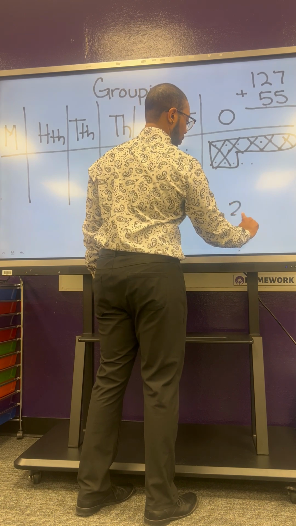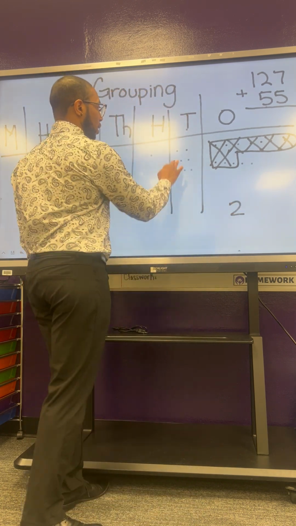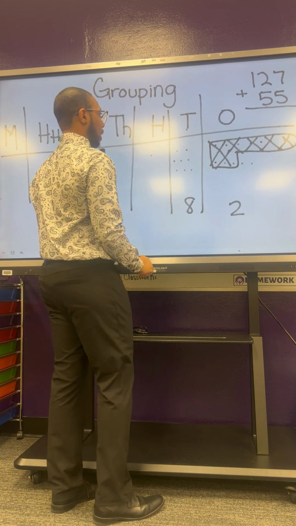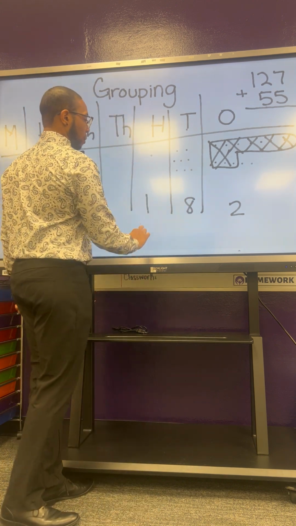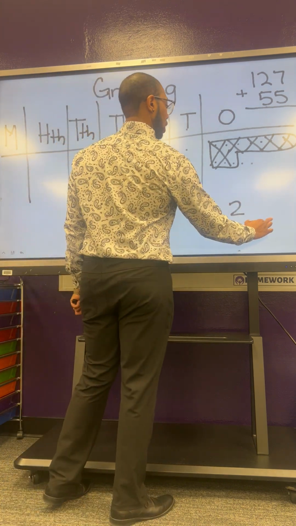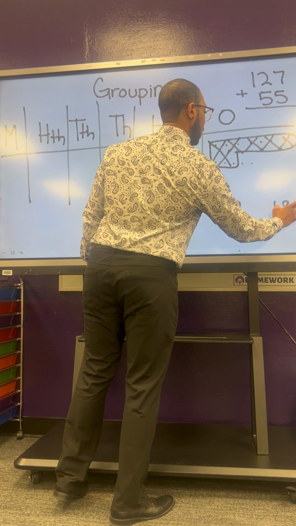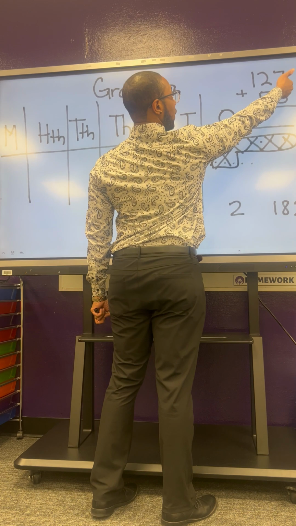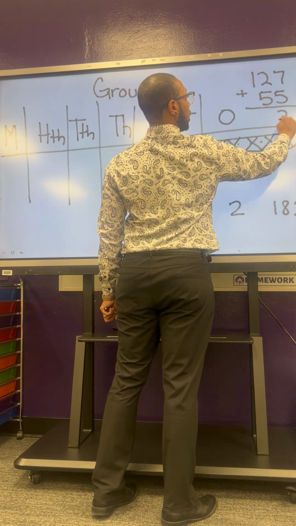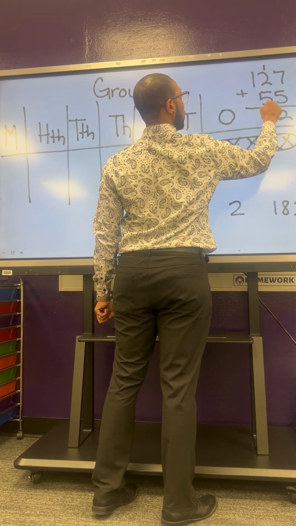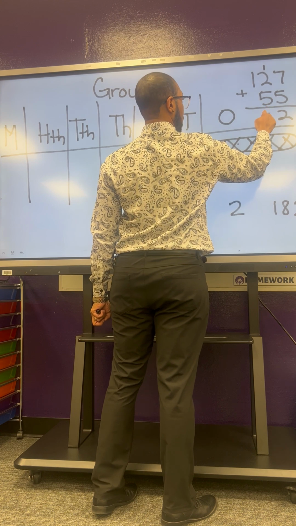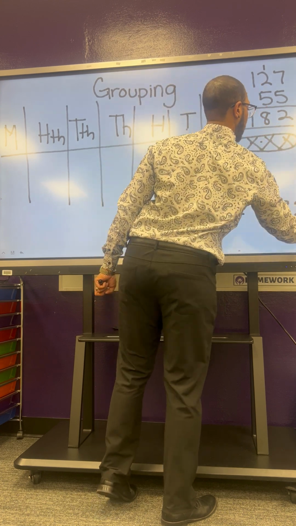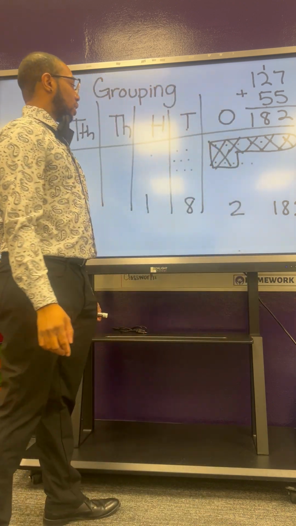1, 2. I'm going to count my tens. 1, 2, 3, 4, 5, 6, 7, 8. And I have 100. My answer is 182. And I could also check my work. 5 plus 7 is 12. 2, carry the 1, 7, 8. 1 plus 0, 1. I know that this is correct because my answers match.